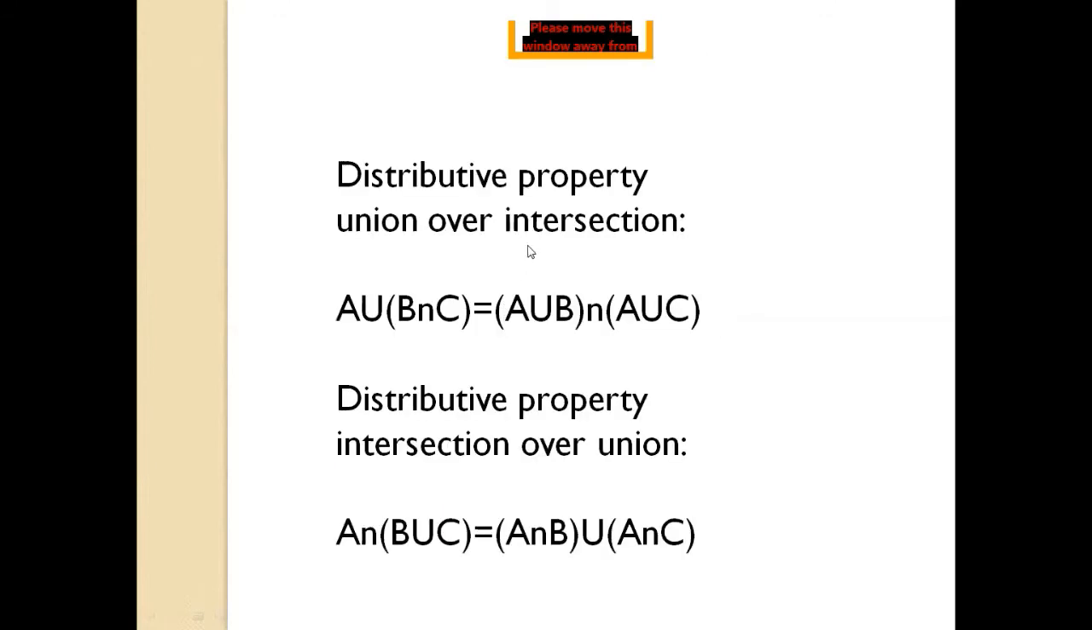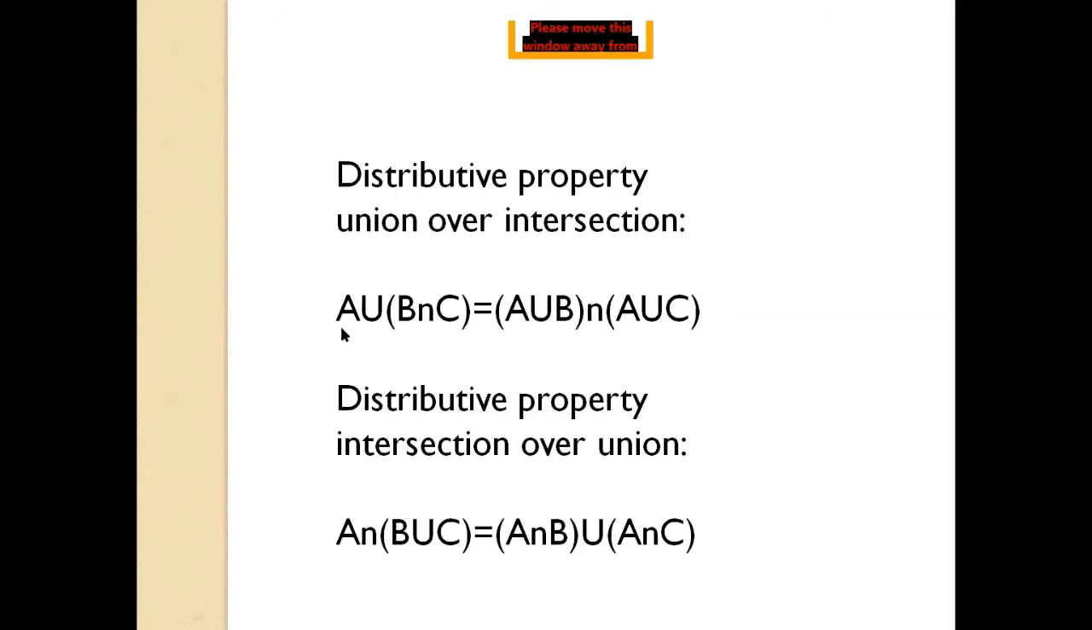Now the distributive property, union over intersection. In the distributive property, we are using three sets A, B and C. But in the distributive property, we are using two operations together, union and intersection. The fifth property is the distributive property, union over intersection.